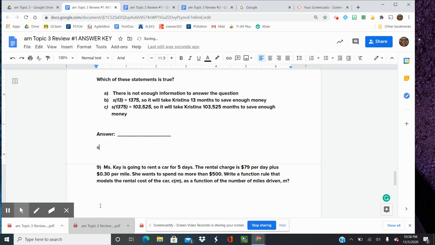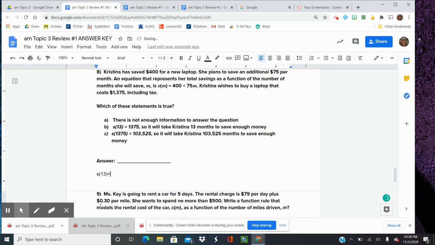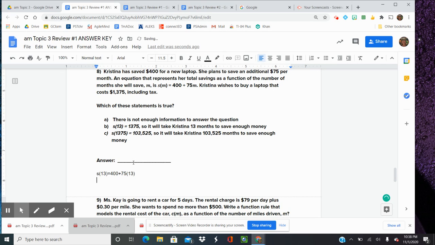So if I said S of 13 is equal to, and I'm going to come back to this equation, the one that's up here, 400 plus 75M, right? But we know M is going to be 13 because we're evaluating this function at 13. All right, so S of 13 is equal to 400 plus 75 times 13.